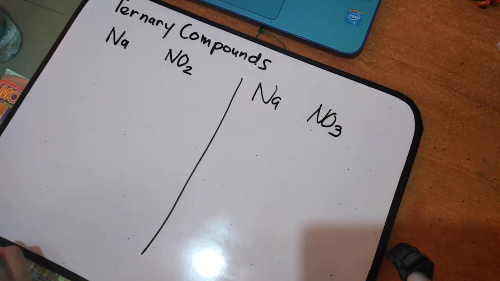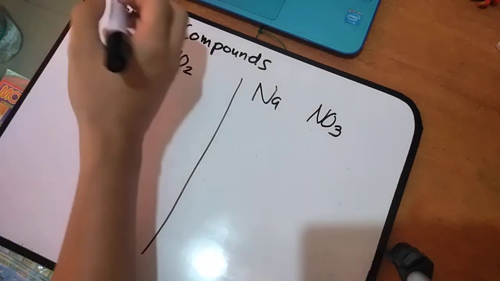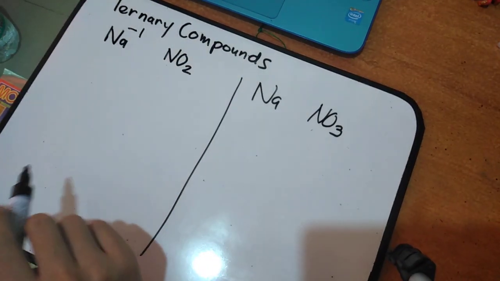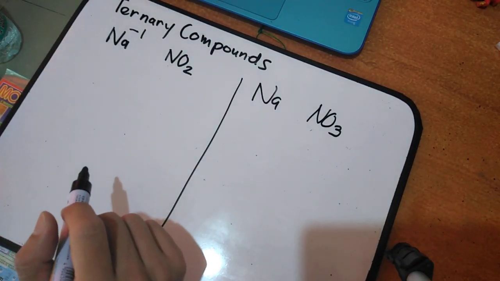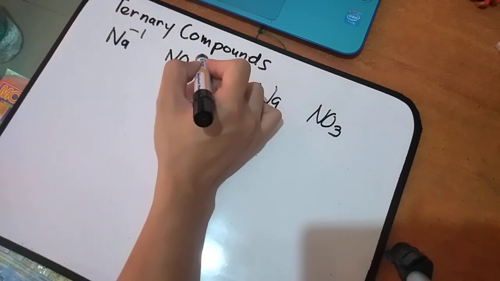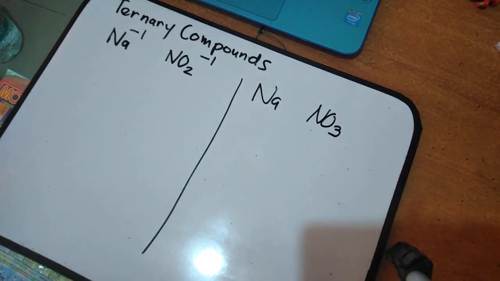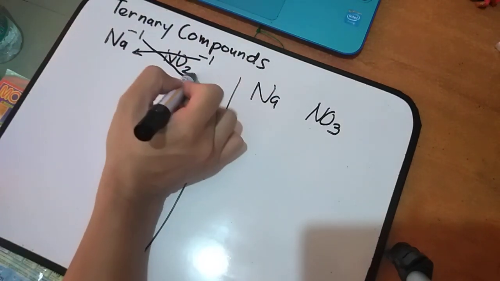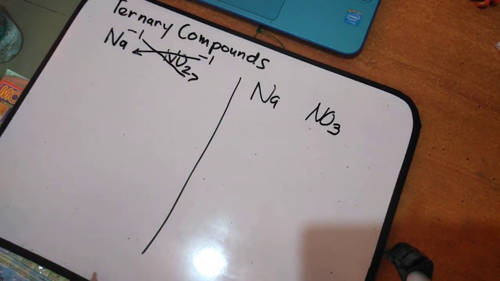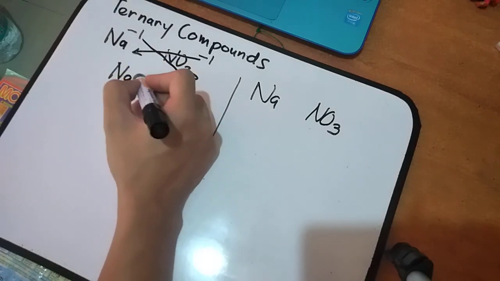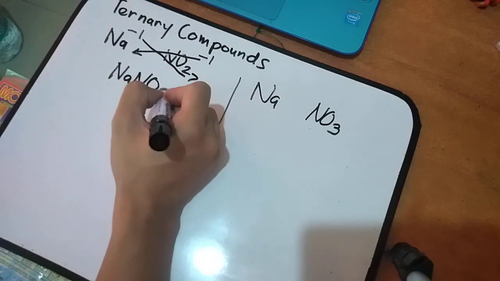So what's the charge of Na? Na belongs to group number 1. So definitely it's a negative 1 charge. How about NO2? Yung charge niya, NO2, negative 1 din. Okay. So what do we need to do? Criss-cross. Criss-cross the charges. What will you form? Na, NO2.